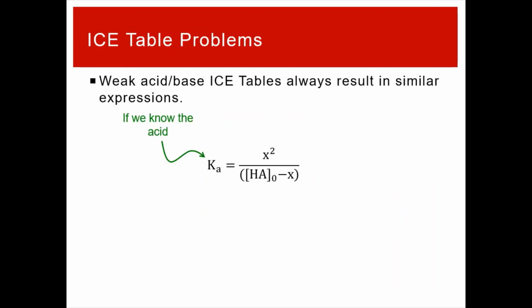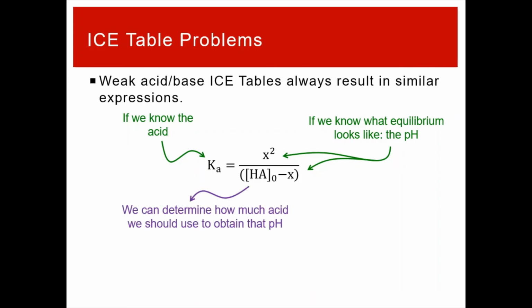Finally, if we know the acid, and we know what equilibrium looks like, what the pH is going to be at equilibrium, then we can determine how much acid we need to use to obtain that pH. This is along the lines of the recipe. You're going to use a certain acid and you want to have a certain pH. Well, what concentration of acid do you need to start with?